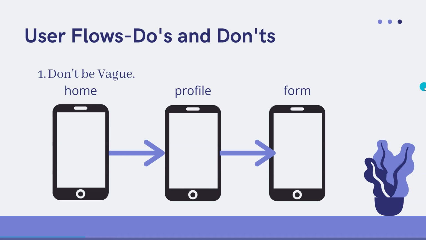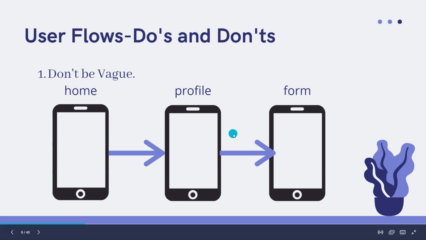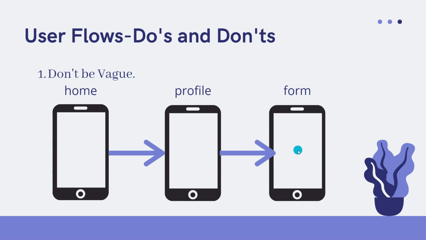The first don't is: don't be vague while creating user flows. Okay, so as you can see, we have this example of a user flow. We have three screens, and the titles given to this user flow are pretty vague. What I can make out from this particular user flow is, first the user is taken to a home page, then suddenly the user is taken to a certain person's profile, and then suddenly the user is going to fill out a certain form.